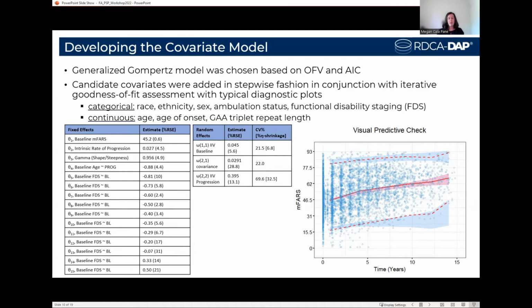And then from something called a visual predictive check, that shows the model predicted mFARS dynamics in the figure to the right. We observed that the model-based confidence intervals, or the shaded bands, do capture the corresponding percentiles from the data. So as a preliminary conclusion, we do believe that we have the structural framework in place for continued model expansion here.